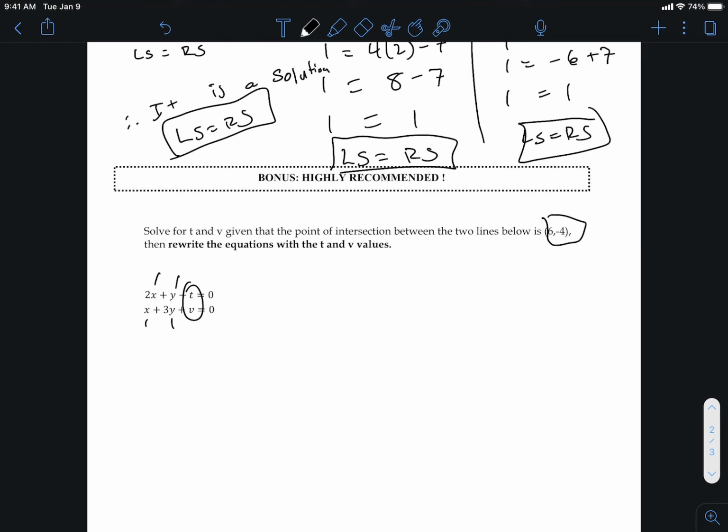What most of you missed, and what I tried to emphasize, was the fact you had to rewrite the equations with t and v values. So after you found them, that's great. Okay, but I want you to write the two equations again with the t and v values plugged back in, so that you don't have t and v here anymore, you have numbers. Okay?